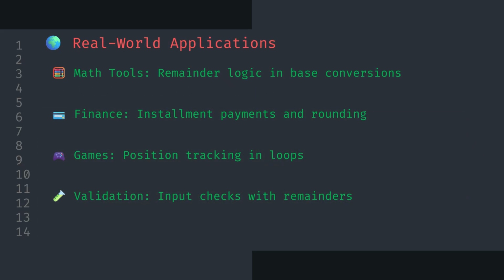This might seem like a basic operation, but it has real-world uses, from building math utilities and finance apps to running logic in games like looping or checking even-odd behavior. It all comes back to knowing quotients and remainders, and cleanly separating them like this can make your code way easier to work with.